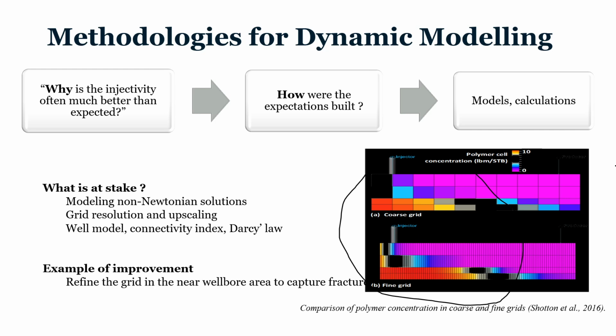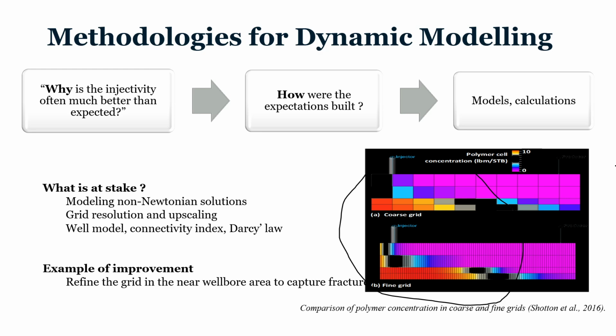And so I mentioned the need to refine the grid. It's especially true in the near wellbore area. If you have induced fractures, if you have skin, that's where the shear is changing the fastest. The near wellbore area is a place where you go from very high shear, especially in vertical wells, to very low shear. In horizontal wells it's different, it might just be low shear.